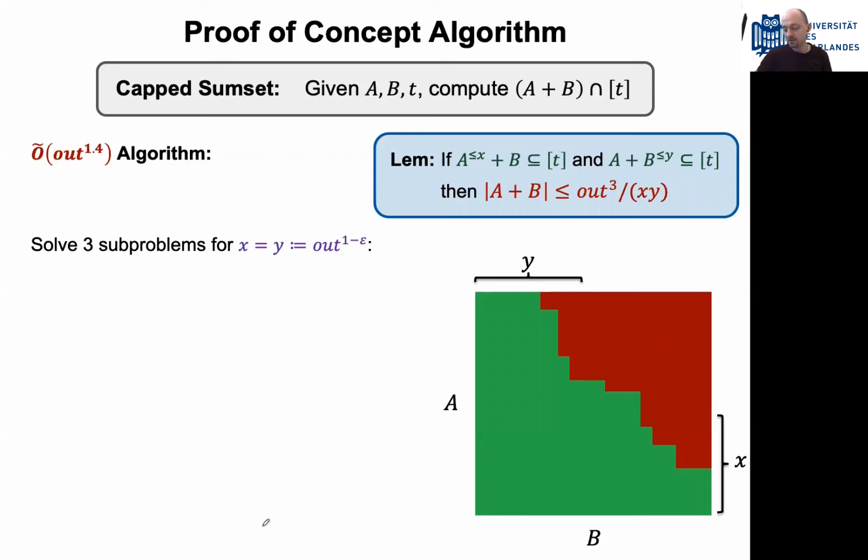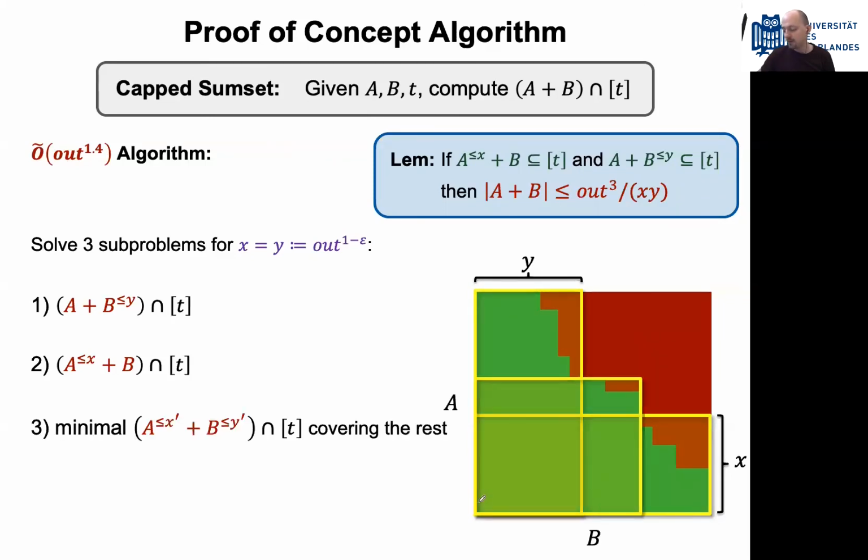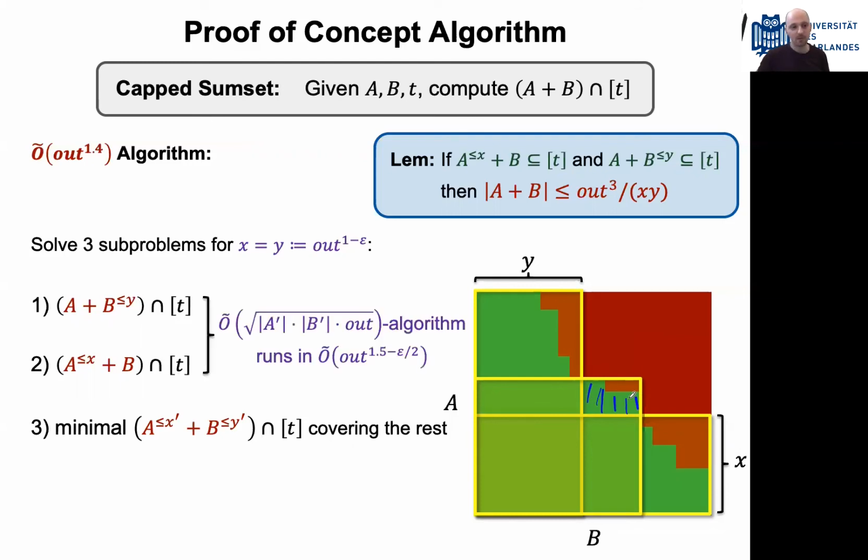What we do is we split the problem into three subproblems. We define x and y to be slightly sublinear in the output size, out to the 1 minus epsilon. And then we look at the subproblem a and the smallest y numbers in b and the smallest x numbers in a. And then there can be a little bit of green region left here, and we cover it by the smallest rectangle. So some rectangle between the origin and covering all the remaining green elements. Those are the three subproblems that we solve.